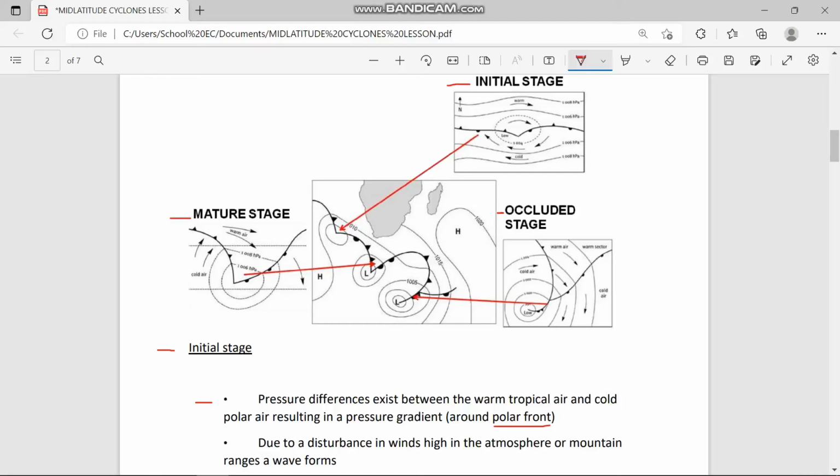Is going to rise and form clouds. That's how a front is formed. So also another example, which is about a front.